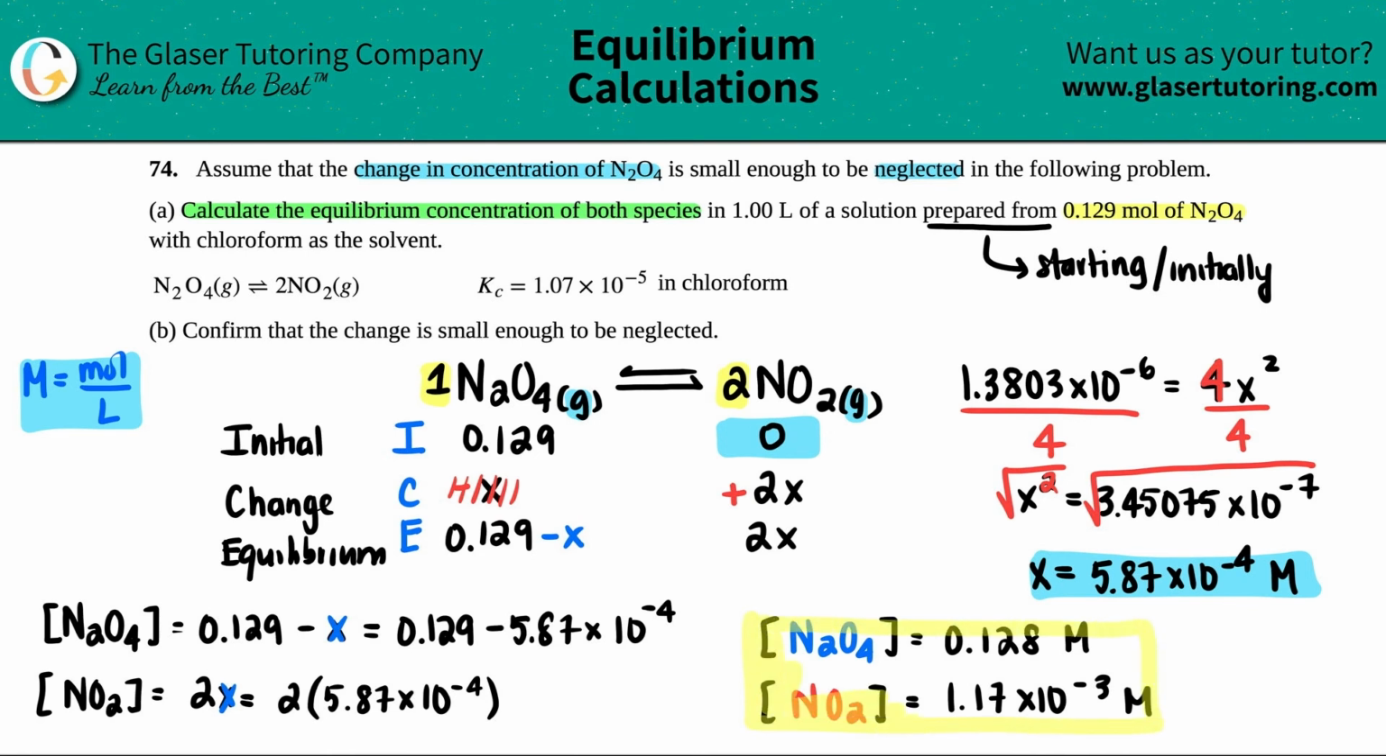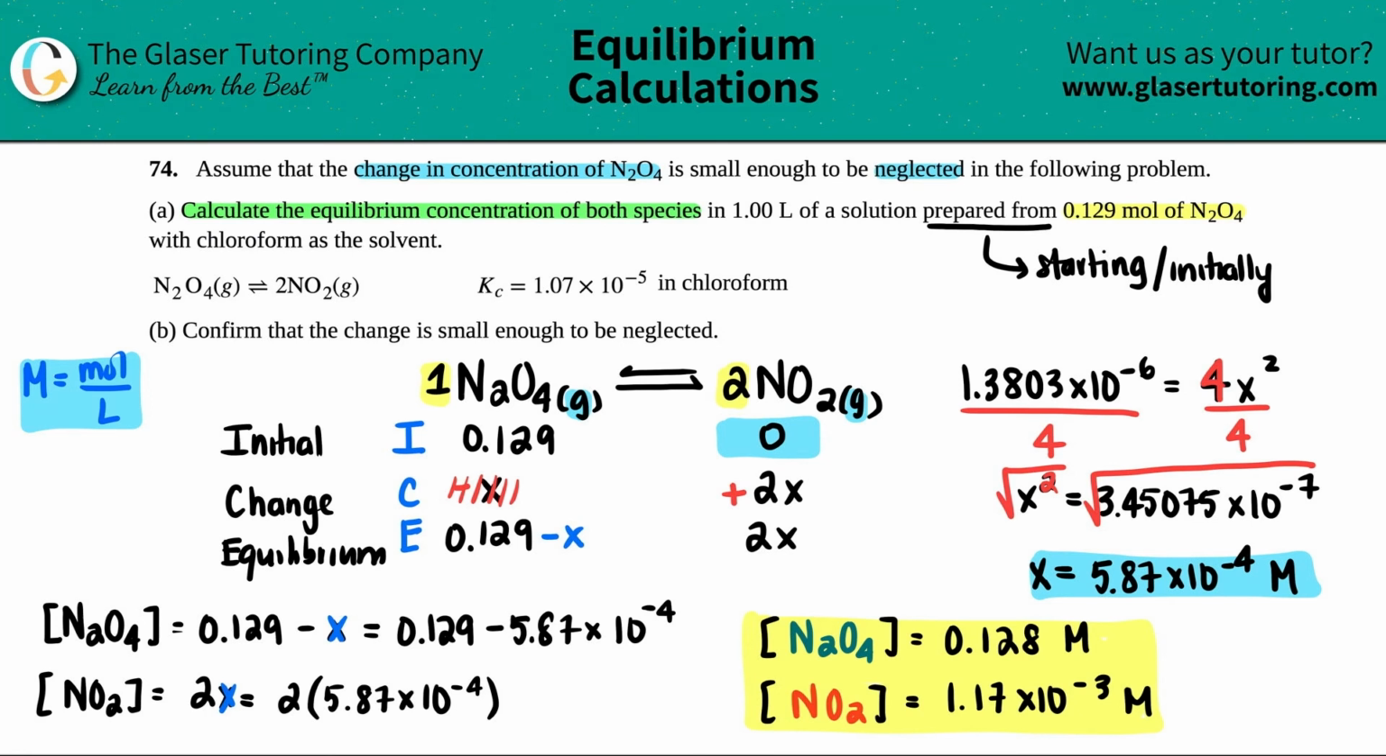Okay. Now, for letter B, it does say confirm that the change is small enough to be neglected. Basically, you're just justifying that when we did the calculation, we could get rid of this X value. Now, this is teacher or professor specific. There are a lot of ways that teachers or professors like to check to see if we can neglect this X. There's 2 rules that basically we can do here.